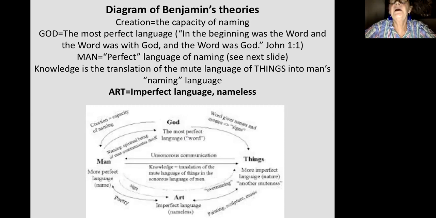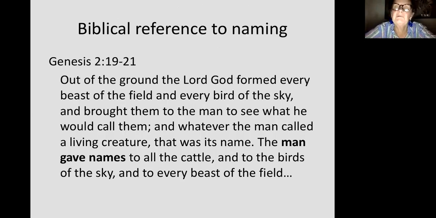So Benjamin is echoing this biblical reference, saying that God is in the language we use to talk about creation. Then he goes on at the far left to talk about man having the perfect language of naming. I'm going to come back to this, bear with me. So here's the biblical reference to that.